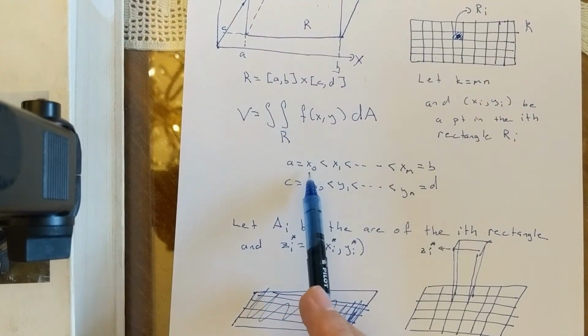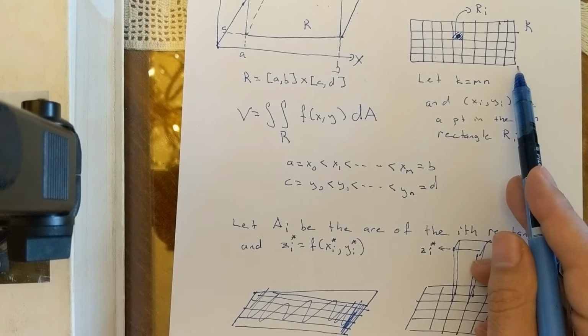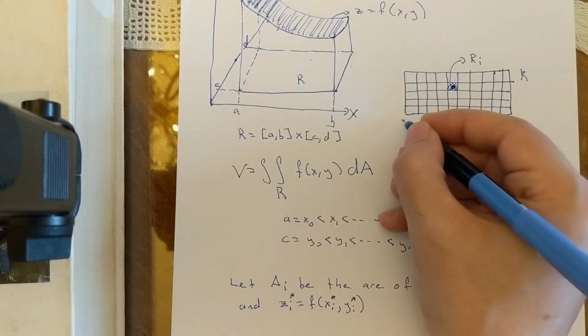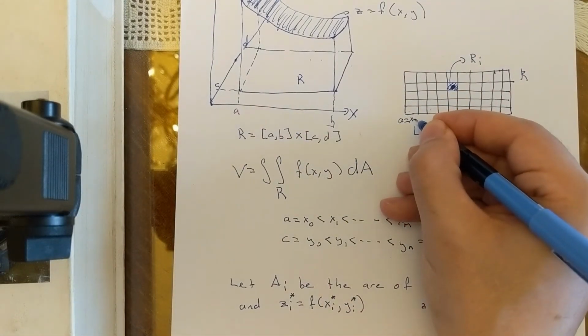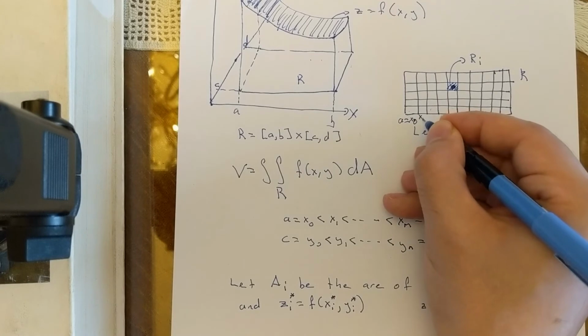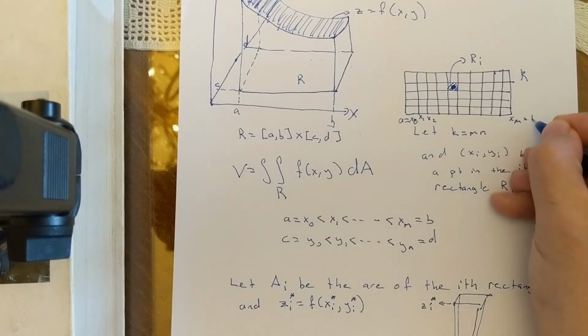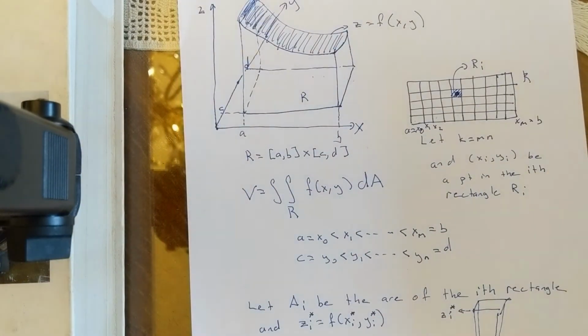This point A is equal to x sub 0. We're going all the way to this point B, that's x sub m. Actually, let me write those. Here A is equal to x sub 0. This is x sub 1, x sub 2, and so on, and this is x sub m, and that's B. On the other side, that was the x.